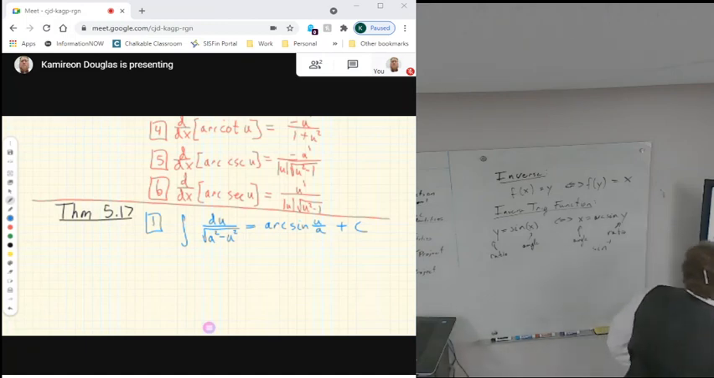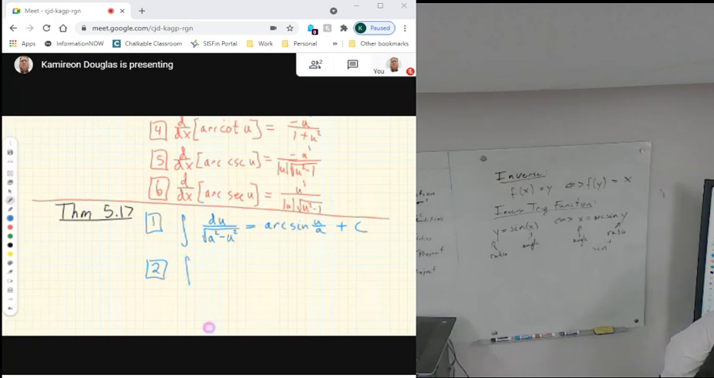Second version, similar with secant and cosecant. So, there is only one. It is the secant rule. It states the integral of du over u square root of u squared minus a squared is equal to 1 over a times arcsecant of the absolute value of u over a plus c.